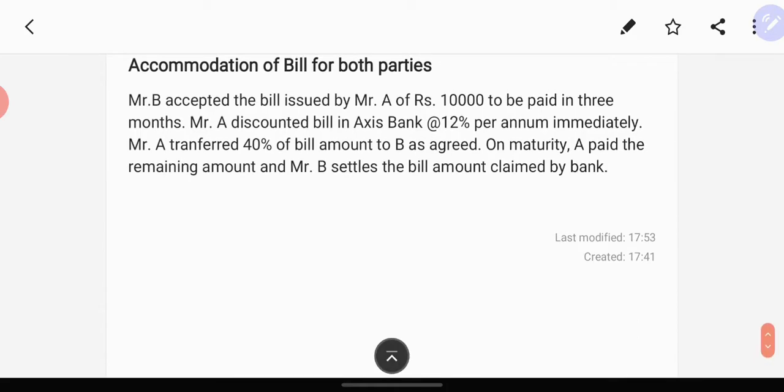Mr. A transferred 40% of the bill amount to B as agreed. That means the 40%, which becomes 4,000. So 4,000 rupees will be transferred to Mr. B. Now on maturity, which is after 3 months, A paid the remaining amount. 4,000 has already been transferred, so the remaining amount which has been enjoyed by Mr. A is 6,000. So now A will transfer the 6,000 rupees to B and B will settle the amount, which is 10,000 rupees, to be paid by B to the bank upon the claim made by the bank. Okay, so this is just the explanation about the question. When we deal with the question as per the accounting principles, we'll see how this is going on. Okay, so let me start with this.